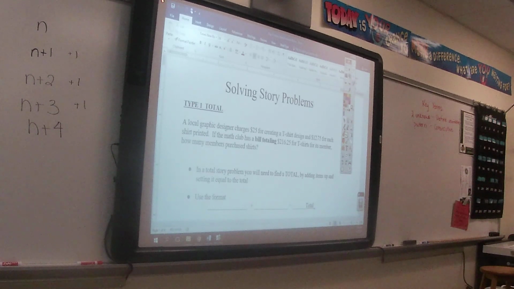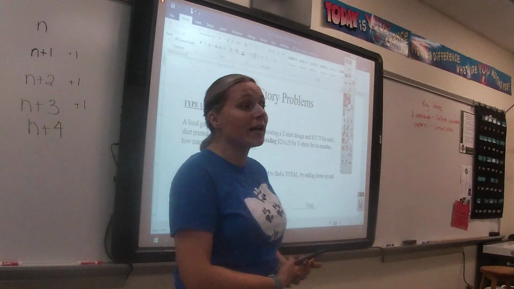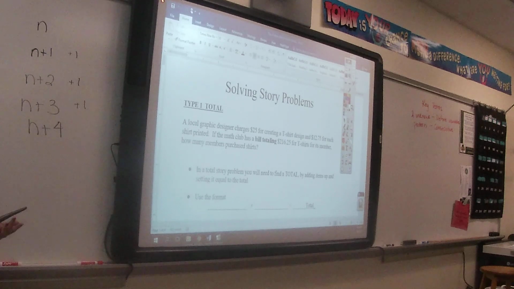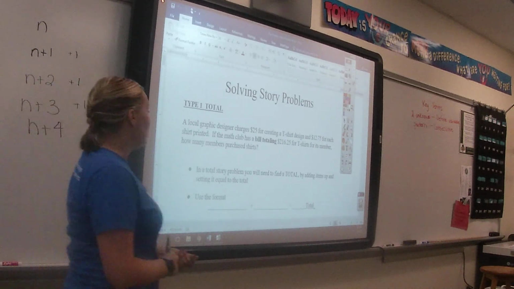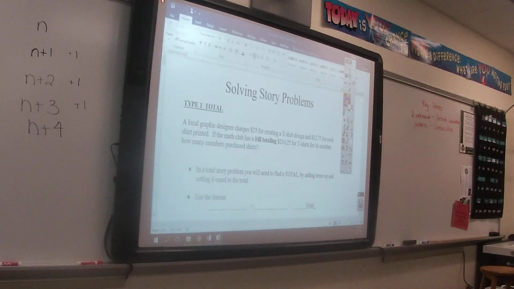So a local graphic designer is going to charge $25 for creating a t-shirt design. This is very typical. I order shirts for Animal Club all the time. We get charged a fee for them to create the design that we ask them to make, and then we are charged per shirt that we get. For each shirt printed, we're going to be charged $12.75. If the math club has a bill totaling $216.25 for t-shirts for its members, how many members purchased a shirt?